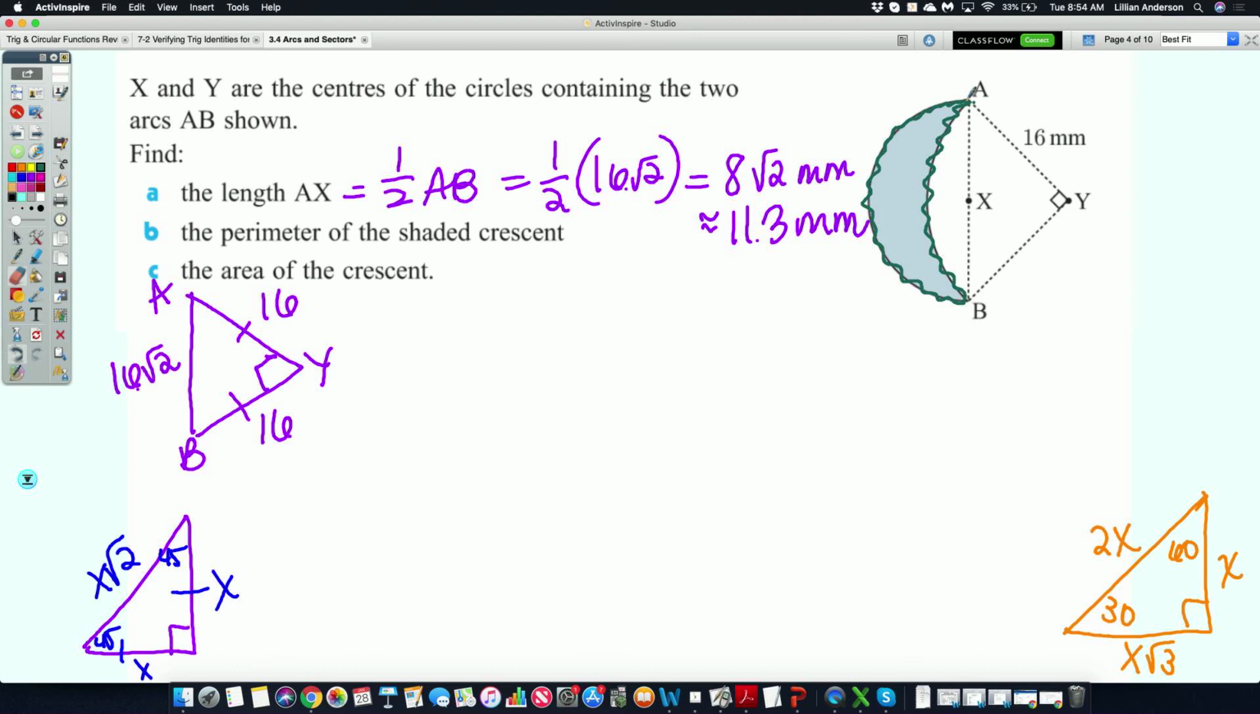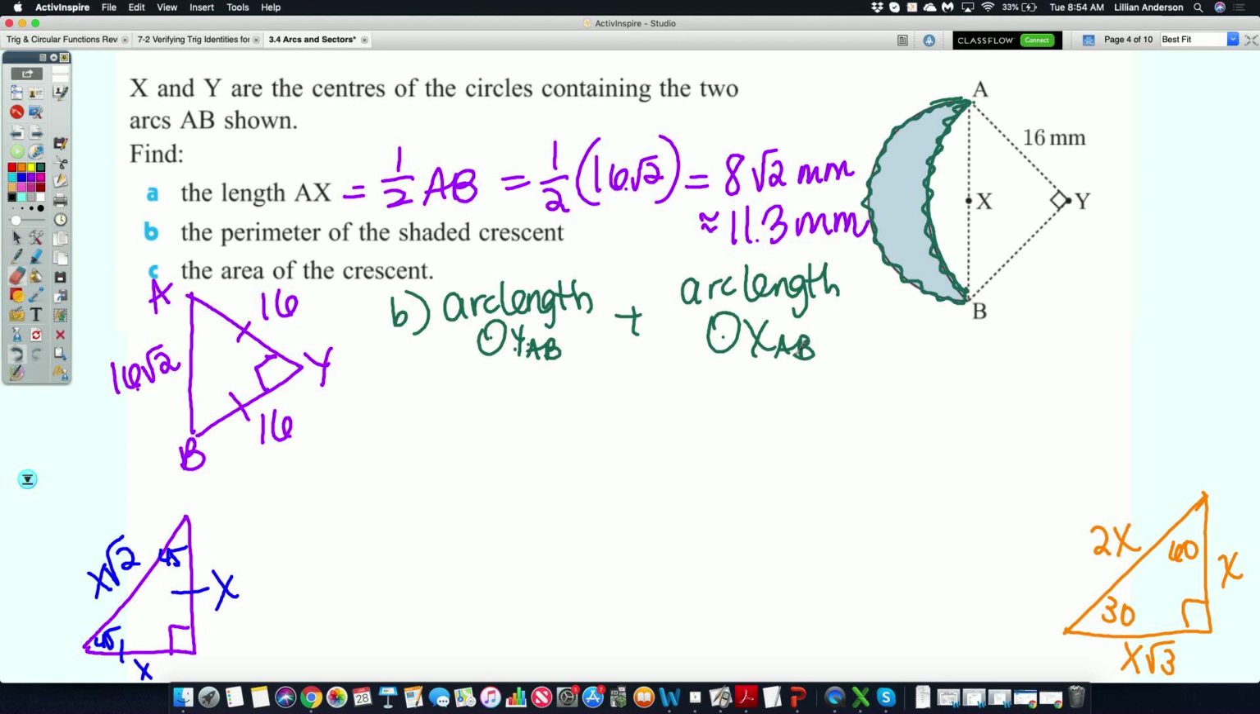All right, because AB is the arc length that has a circle center of Y. This one here, the one on the inside. And then the one on the outside is the arc length for circle X. So you are going to have to find those two arc lengths. So I'm going to do this down here in green. I need the arc length for circle Y, AB, and I need to add that to the arc length of circle X, AB.